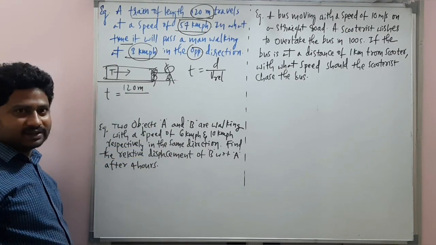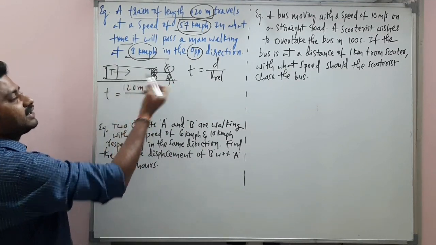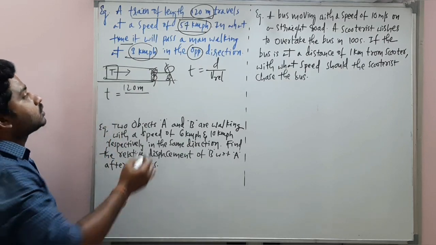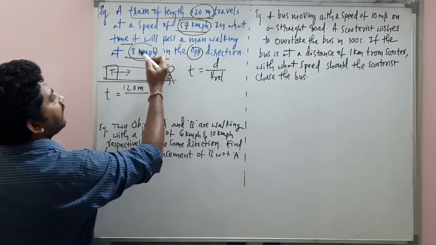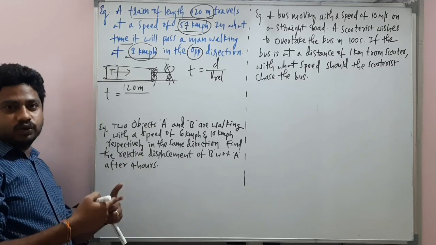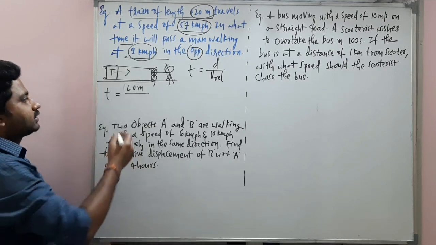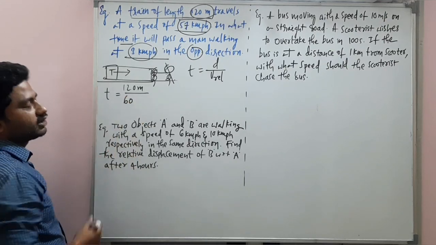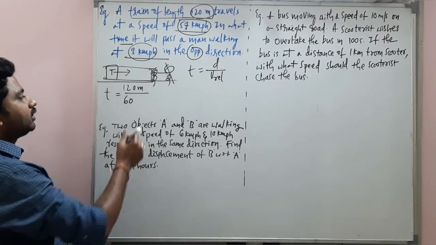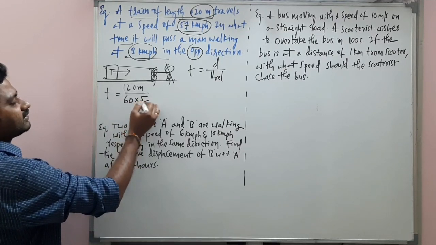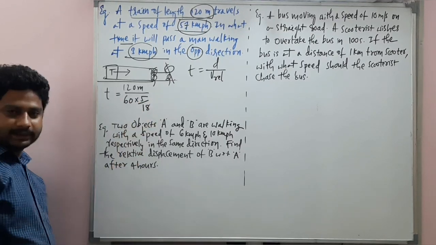What is the relative velocity here? As both velocities are in opposite directions, one velocity is 57 and this is 3. We'll add those because they are in opposite directions. So 60 kilometers per hour. That you can convert into meters per second. That is 60 into 5 by 18.